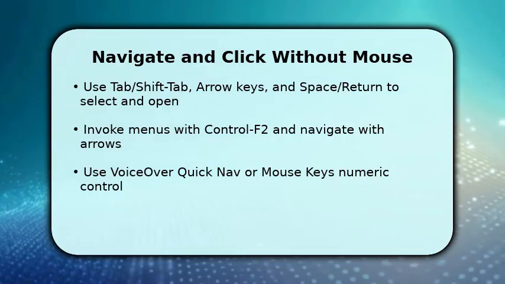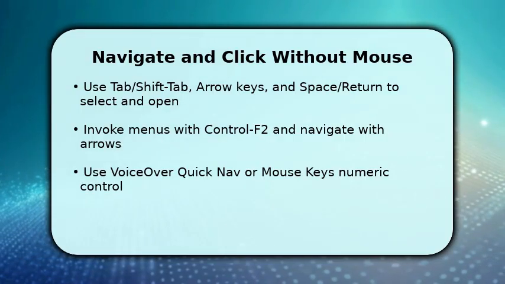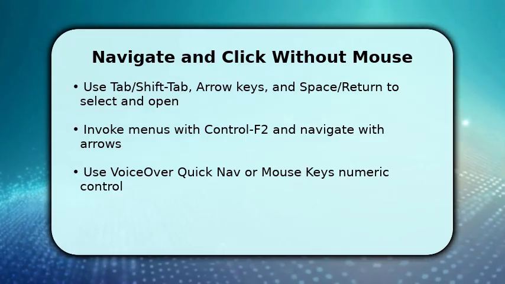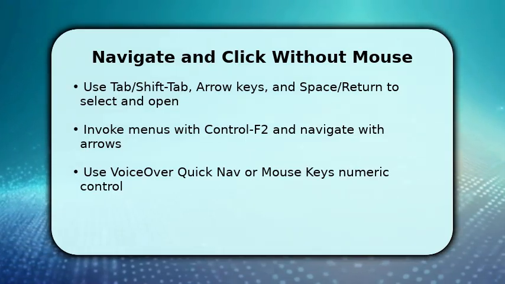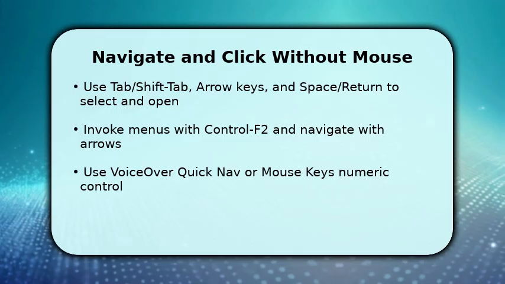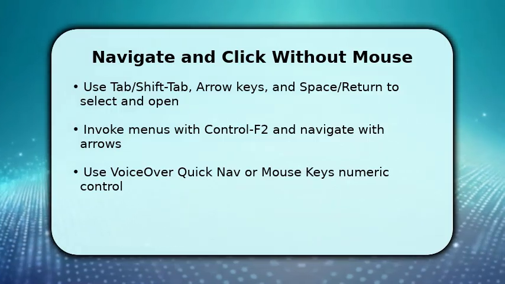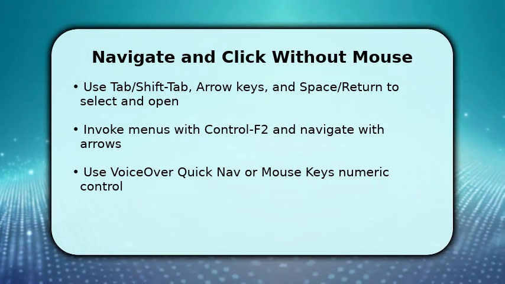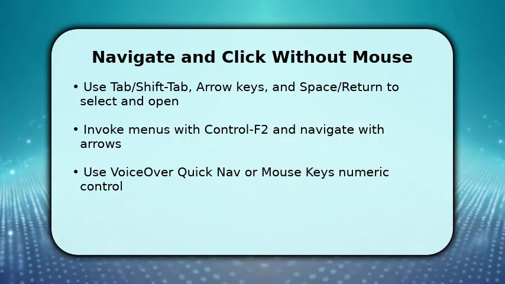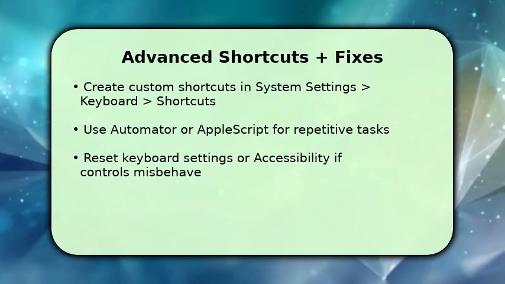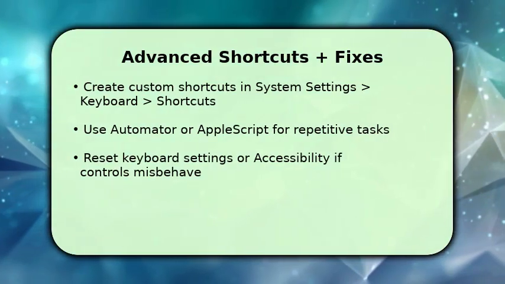If you need pointer-style movement, enable Mouse Keys to move the cursor with the numeric pad keys. Make sure Num Lock behaves predictably. Once you master these, combining modifier keys lets you perform context clicks, drag selections, and open contextual menus without reaching for a mouse. Finish by streamlining workflows and knowing one key fix.